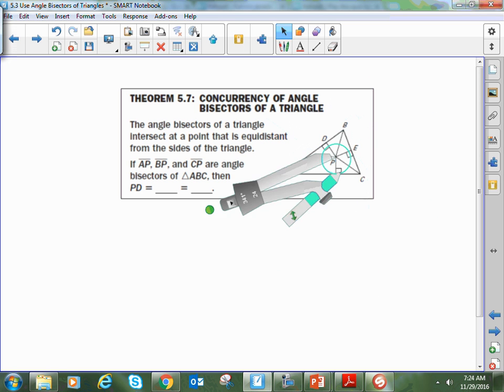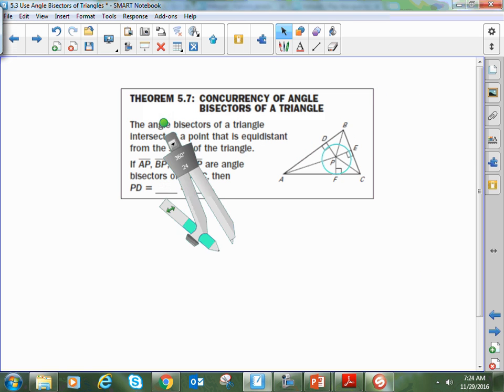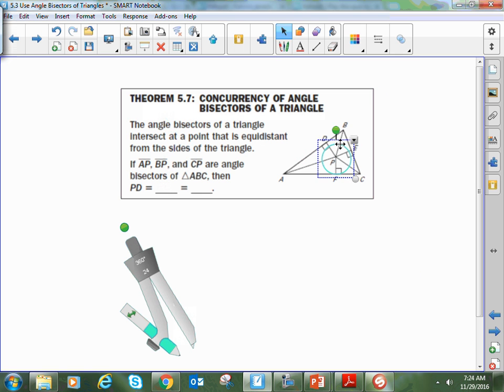I missed this circle there, but you can see what it should have looked like. Let me see if I can make it a little bigger and actually fit. That's a little bit better. The electronic compass isn't nearly as precise as I would like it to be, but that's essentially what it's telling you to do.